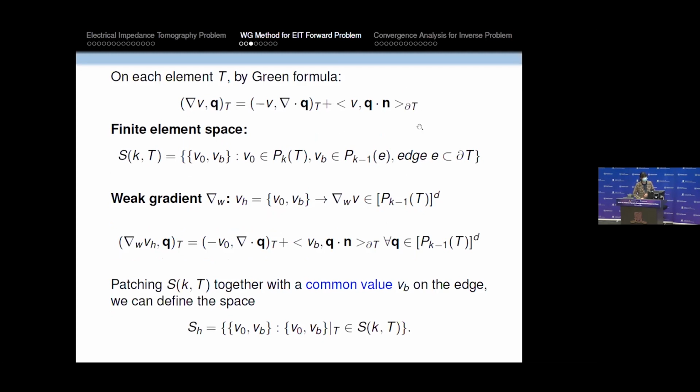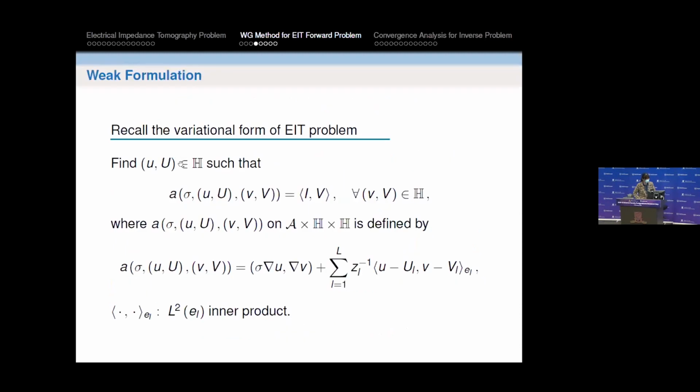Then we define something called a weak function. That is, it is a pair V0 and VB. Plugging V0 and VB into the right-hand side of this equality, they would give the definition of the weak gradient of the weak function here. Then we can patch together the finite element space defined on each element with the same value VB on the edge that two elements would share. In this way, we can define the finite element space on this whole domain.